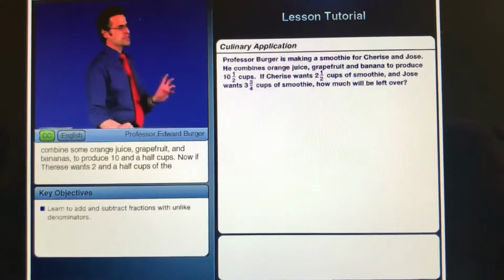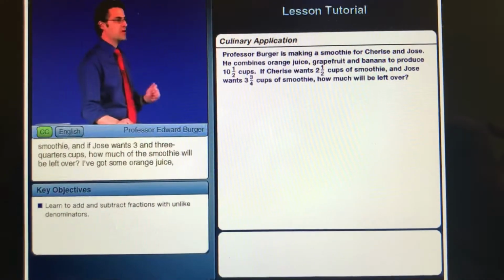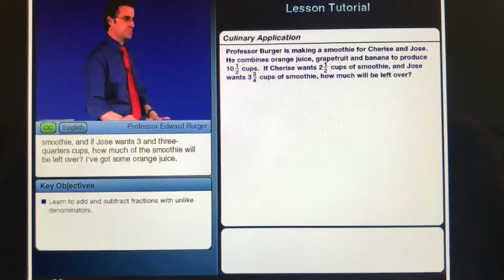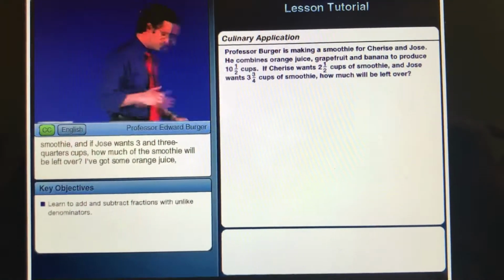Now, if Charisse wants 2.5 cups of the smoothie and Jose wants 3 3/4 cups, the question is, how much of the smoothie will be left over? So let's think about it.